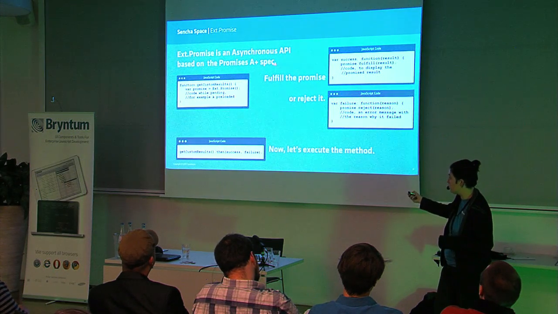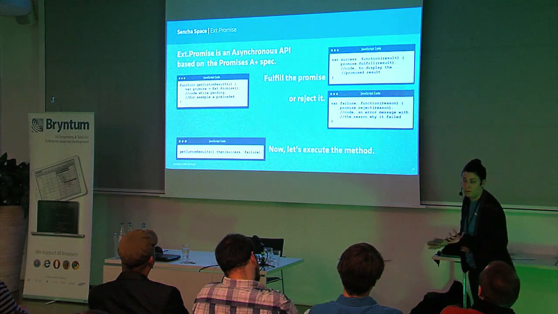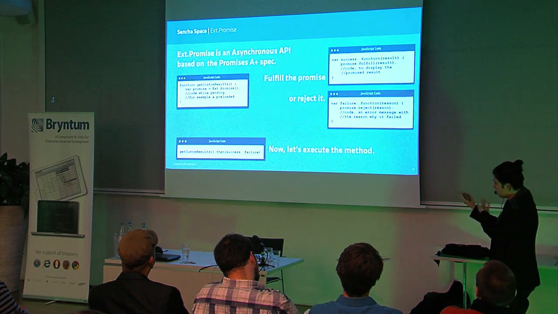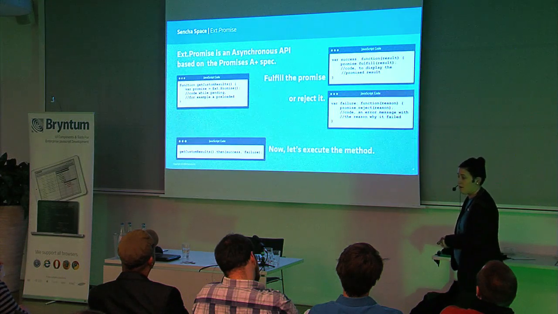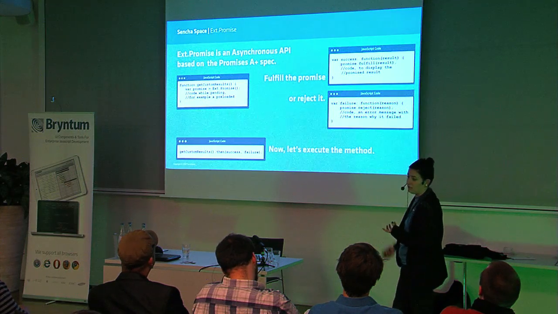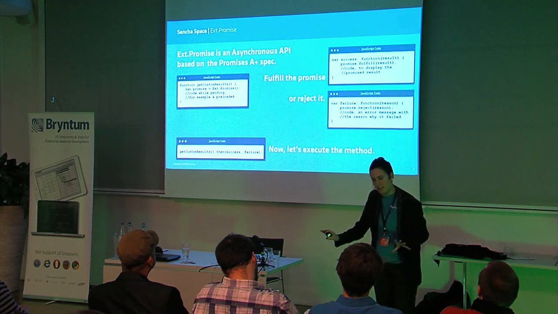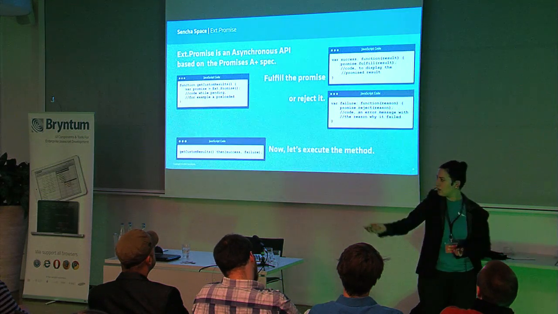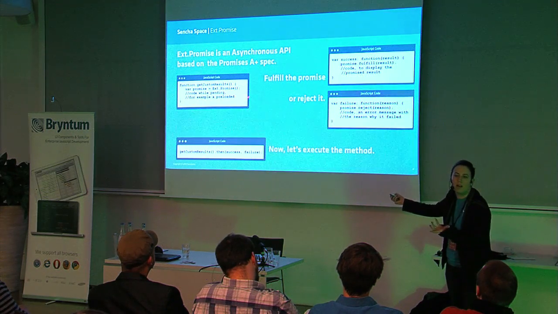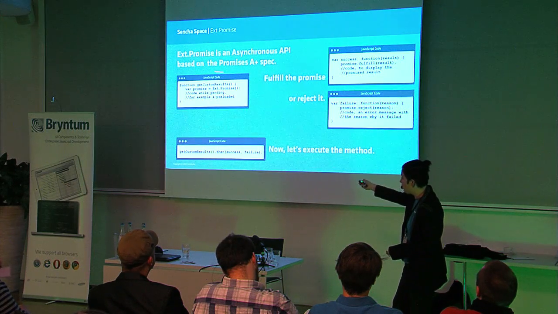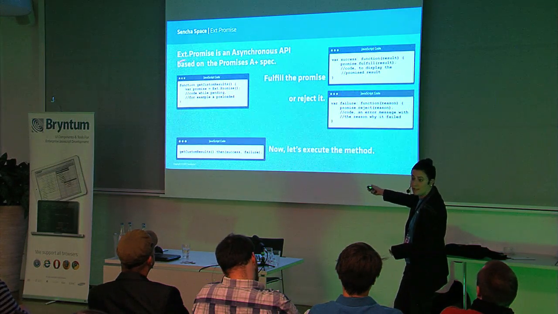The promises concept also has its own spec, the A+ spec, and that is what Ext.Promise is based on. Now, maybe you get confused when you see Ext.Promise, because you think, oh, that's ExtJS code. No, it's not ExtJS code. It's just Sencha Space code. So you can include the Sencha Space APIs in your Angular app and still create promises like this.